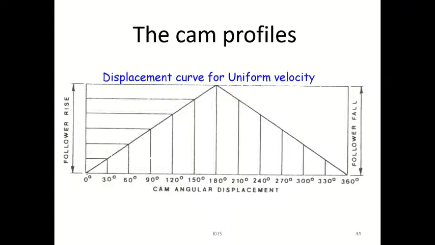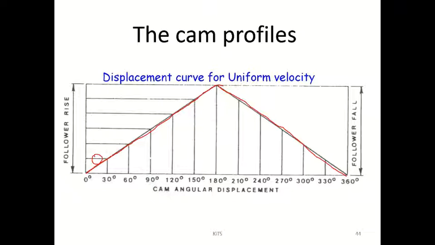Uniform motion means the follower will gradually rise. There is no change in acceleration. Uniform velocity, okay, and it goes to peak and then gradually decreases. So this is called uniform motion or uniform velocity.